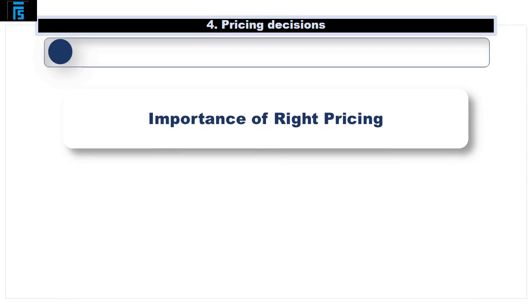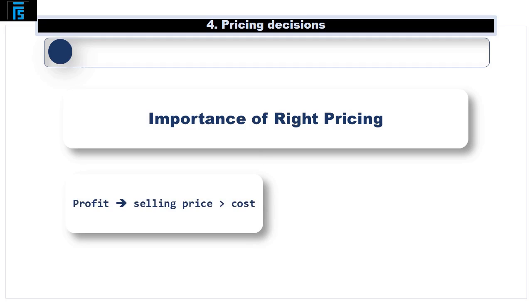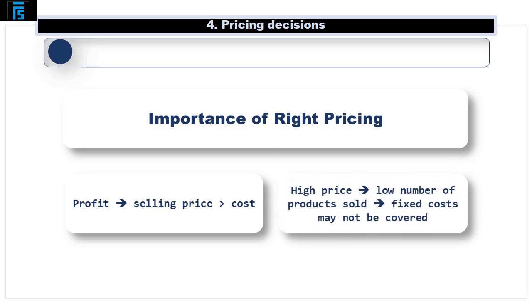Before we look at the different methods of determining a price for a product or service, let us think about why it is important to get the price right. In order for any business to make a profit, it needs to sell its products or services for more than it costs to make them. So you might say, well, why not just set the price really high and then you can be sure that you have covered all of your costs? The problem with that, of course, is that customers may not want to pay the high price you are charging, and therefore the number of products you sell will be low and your fixed costs may not be covered.